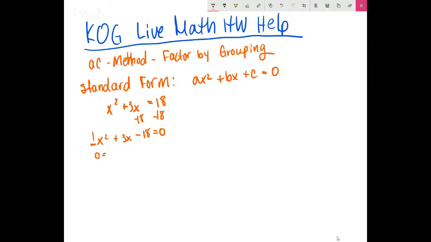All right, anyway. So A is equal to 1. B is equal to 3. And then C is equal to negative 18. Okay? Boom. Now, what we're going to do now is multiply A and C. So A times C is, let me write it up here.